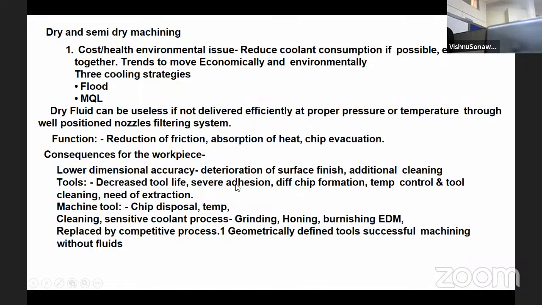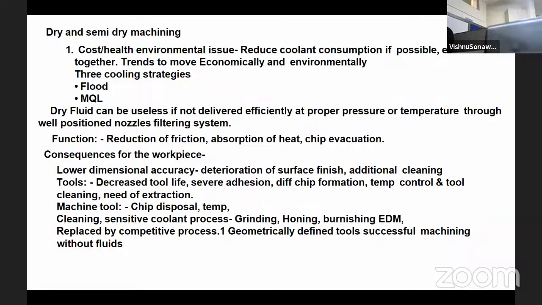Severe adhesion takes place between the workpiece and the cutting tool material. Chip formation will not take place properly, temperature cannot be controlled, and tool cleaning is required, along with extraction from the machine tool, chip disposal, and chip temperature. Cleaning is also needed for sensitive coolant processes such as grinding, honing, burnishing, and electro discharge machining.